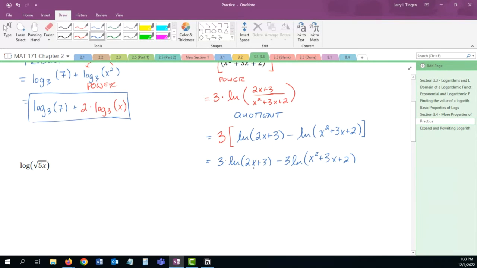Okay. Well, nothing jumps out. There's no products sitting in here. There's no quotients sitting in here. There's a power. So I have a quadratic over here.